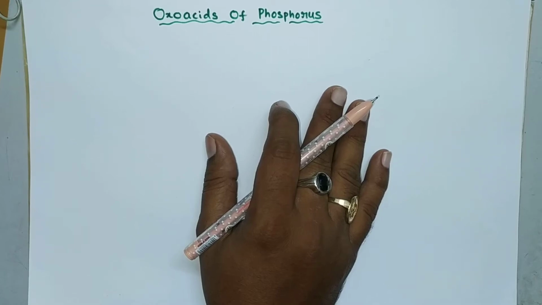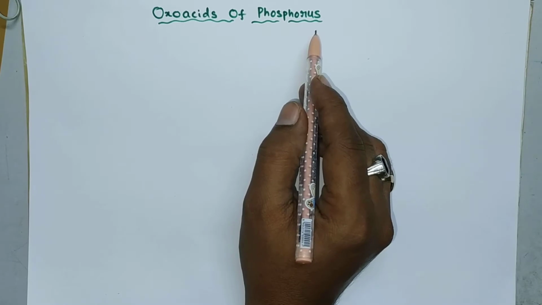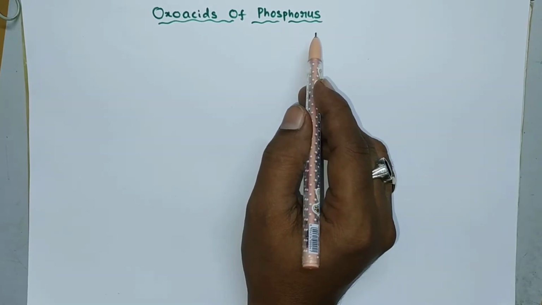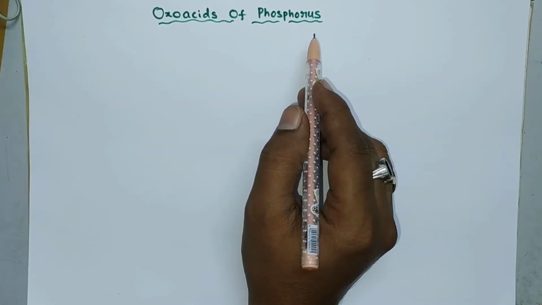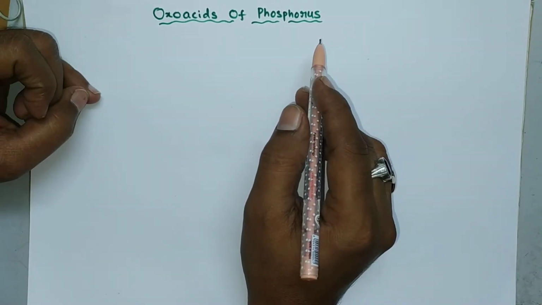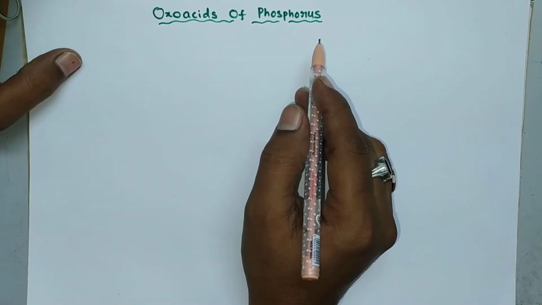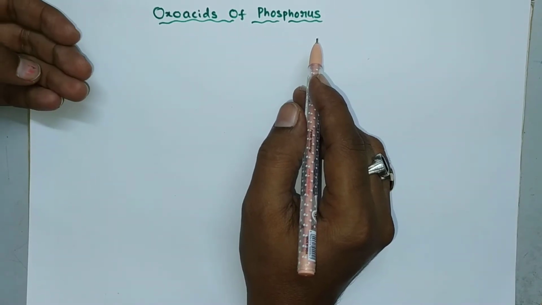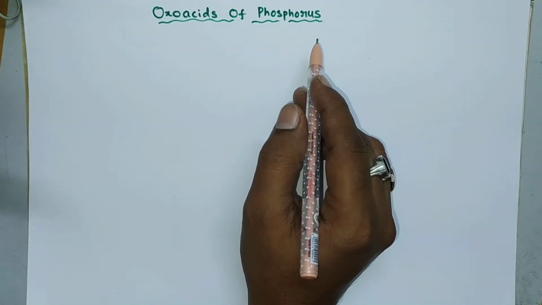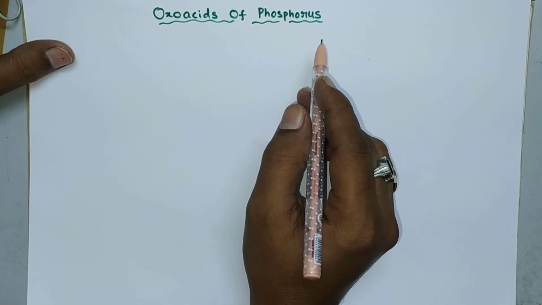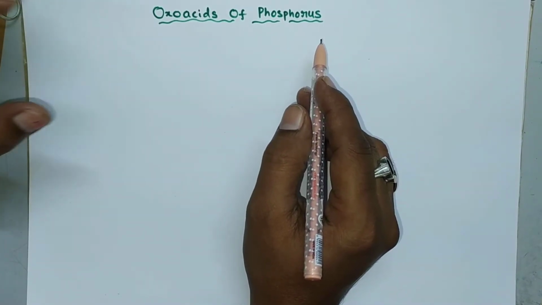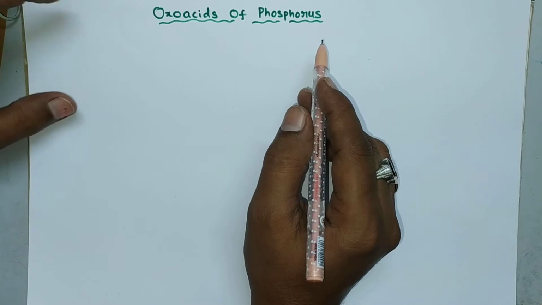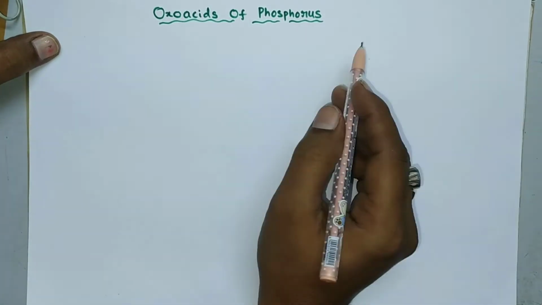Hi students, today in this session we are going to discuss the oxo acids of phosphorus. In plus 1 and plus 2 there are so many oxo acids, like oxo acids of phosphorus, oxo acids of sulfur and some oxides of nitrogen. Mostly students get confused remembering all these oxo acids. So in this video I am giving you a small trick to remember the oxo acids of phosphorus.